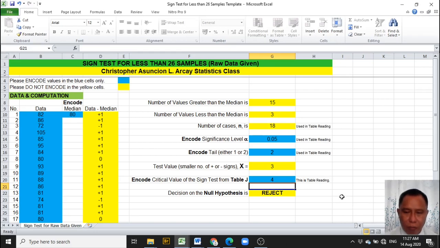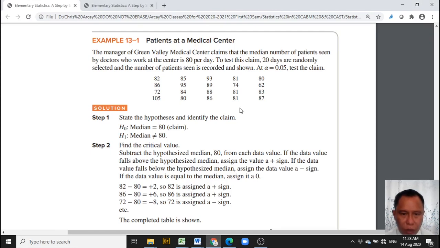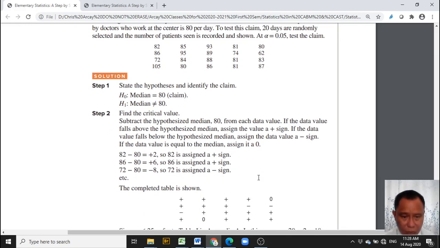This is now the time that we'll be reading the values of the Excel template. Here, the decision on the null hypothesis changed to reject. This means that we'll be rejecting the null hypothesis of the problem. So the problem gives us the null hypothesis that the median is 80, and we are going to reject.